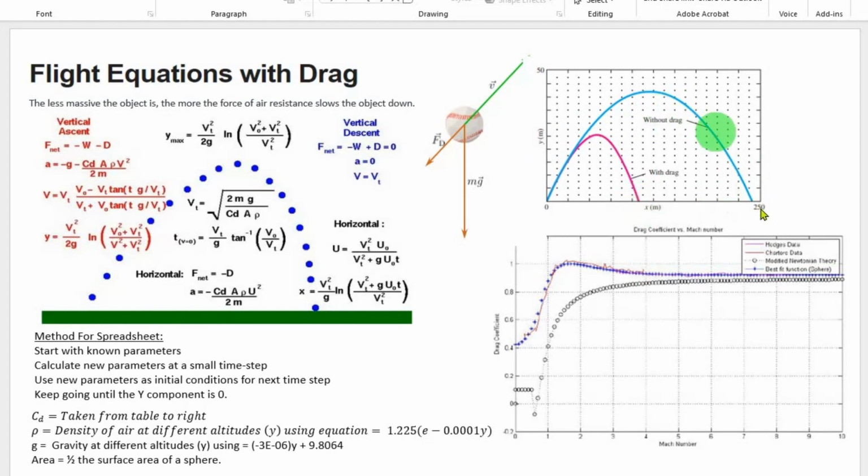So obviously without drag, we're going to go further and go higher than with drag, and that's what we see. And then the magnitude of the drag is essentially the limiting effect on all of this.